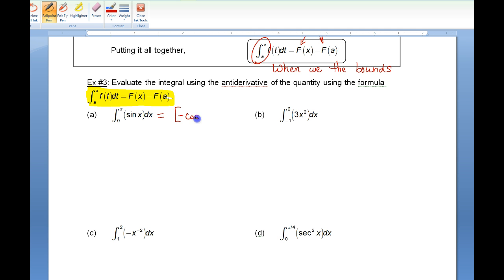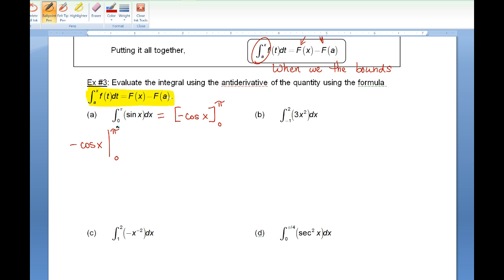So it's going to look like this: negative cosine of x, in brackets, evaluated from 0 to pi. That's how we write it sometimes. You can also write it with a line, which I like. Sometimes it depends if I have multiple terms. I'll usually put it all in brackets and then put the lower bound on the lower right, upper bound on the top right.